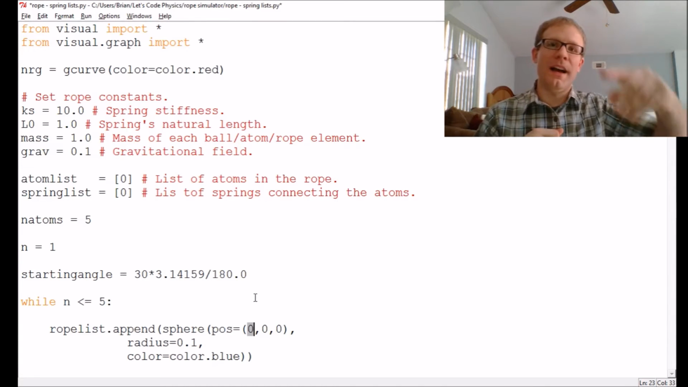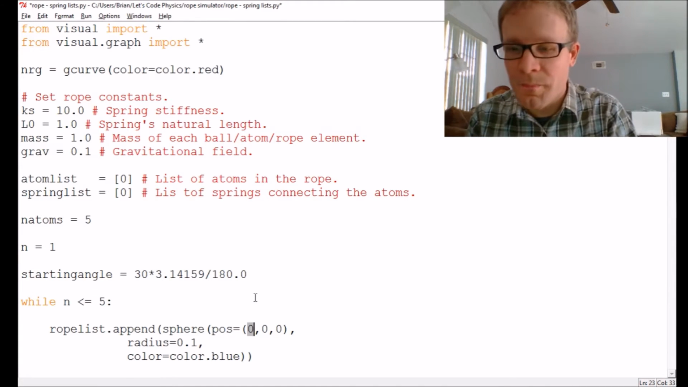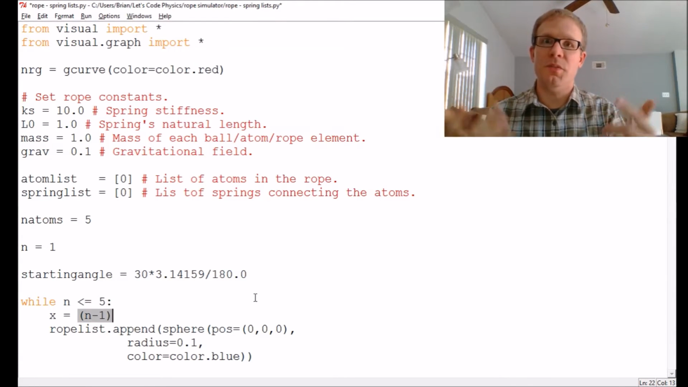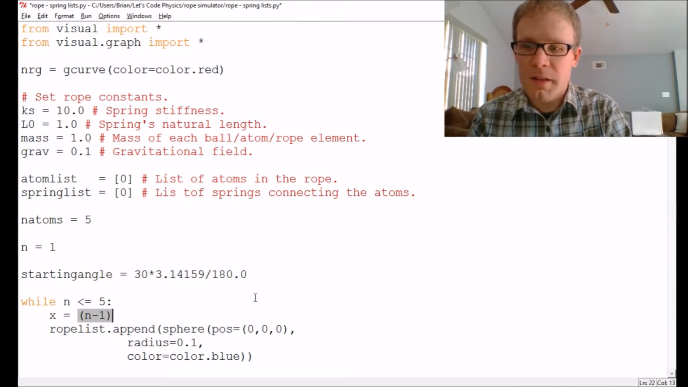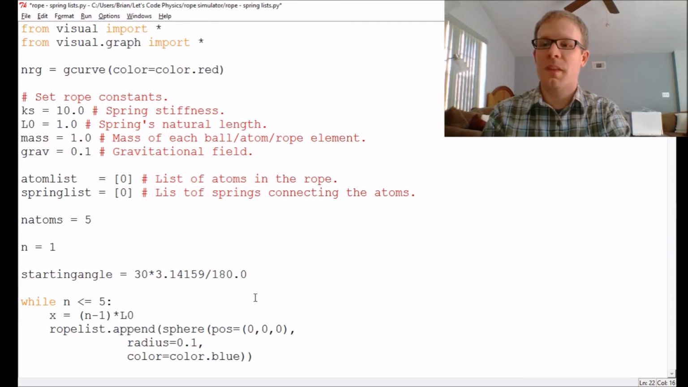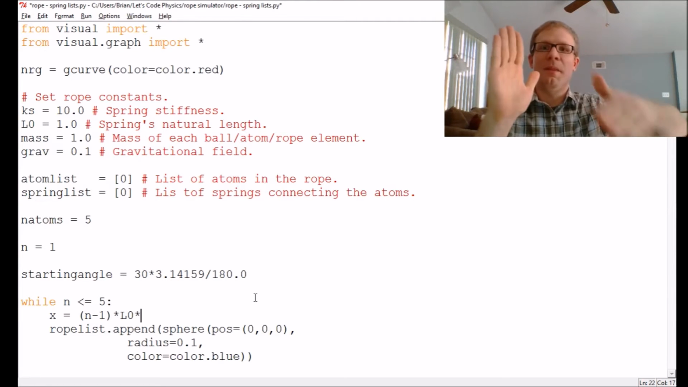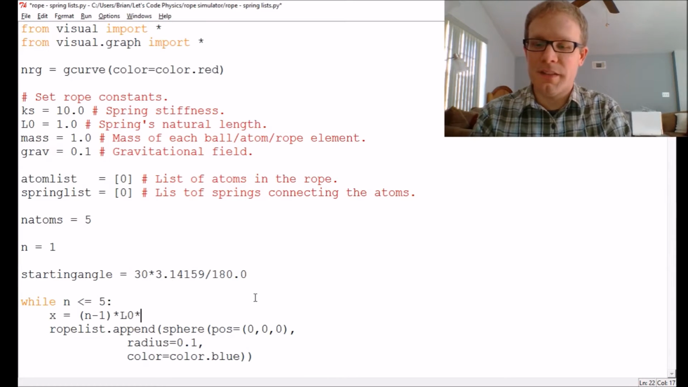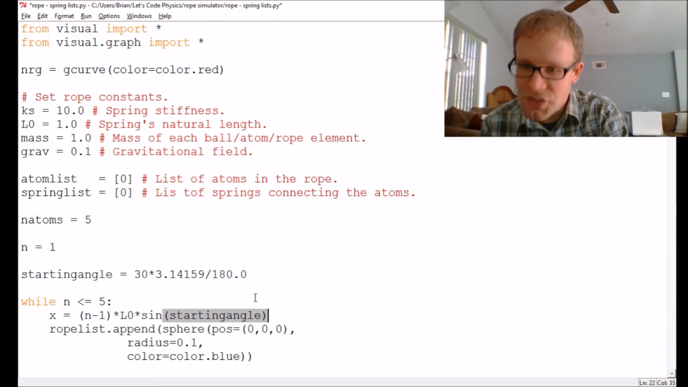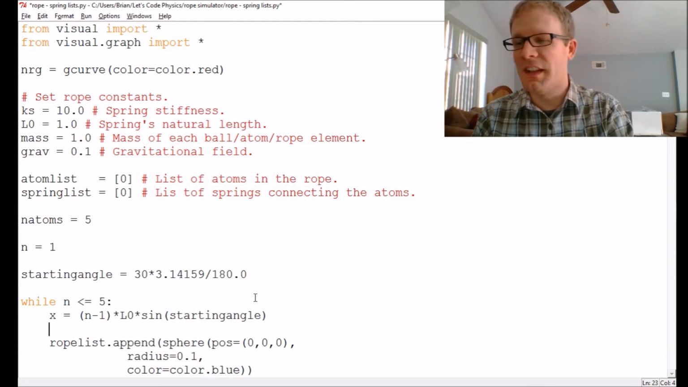And so what we'll do is a little bit of trig to get this thing out by that much angle each time. So we'll say that x is going to equal, let's go with n minus 1, because we do want the first one to be at 0, 0. N minus 1 times the rest length, meaning each rope segment is going to be the rest length long. And then I just need to multiply this by the sine of the starting angle. There we go. Should have given that a less complicated name.